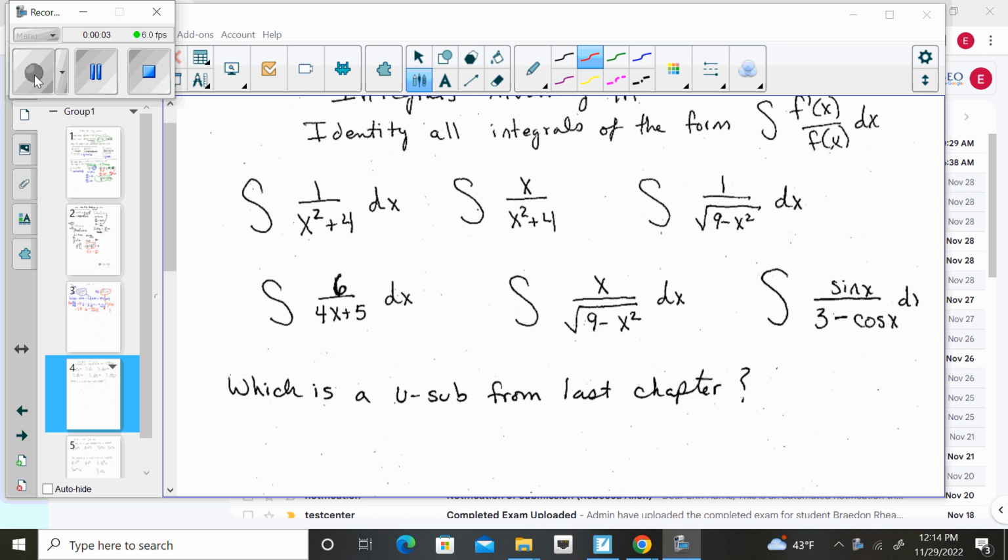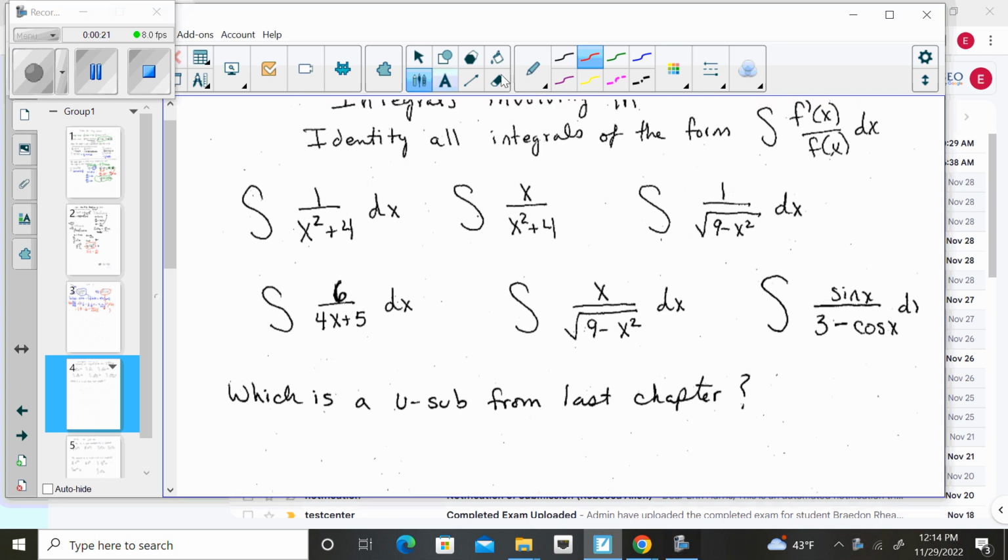In this video, the first thing I want you to do is take a look at these 6 integrals and try to identify all of the ones whose final answer would involve natural log. Remember, to be in that form, we let u be the entire denominator, and then we end up with an integral of 1 over u, whose antiderivative is natural log of the absolute value of u. So right now we're looking for integrals in this form.